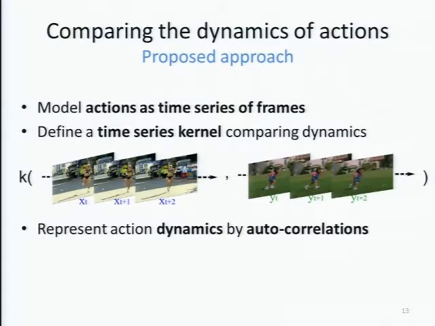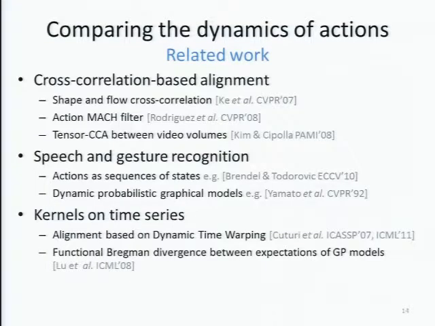And so how do we propose to do that? We propose to model actions as time series of frames, okay? And what I'm going to show now is a time series kernel that can compare the dynamics of two time series, okay? And the core part of this kernel is autocorrelations. So each time series has its dynamics modeled by its autocorrelations.